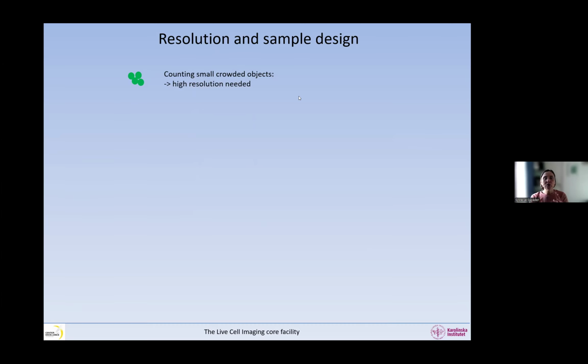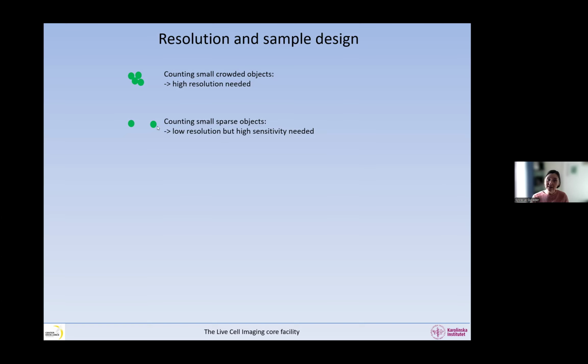And now I want to show how the resolution and the sample design are connected to each other. If you count some small dots that are crowded, you need a high resolution. But if your dots are far away from each other, they have the same size, but they're sparse, then you can get away with a low resolution.